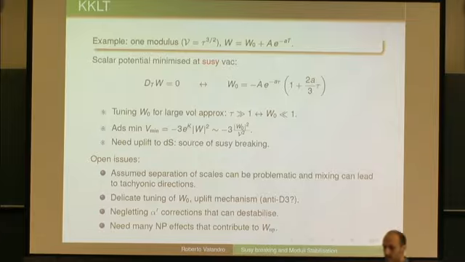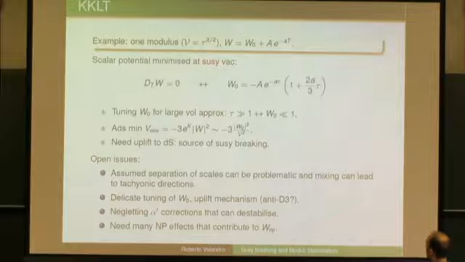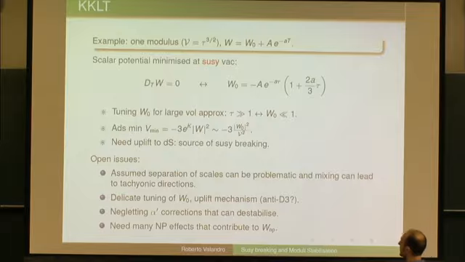So let's consider the simplest example in this scenario, the one where we have only one modulus. W is of this form. We will have the W0, which at this level is a constant, plus the non-perturbative effect. And then one can now compute D_T W and see that there is now a solution equal to 0 if we satisfy this condition here.